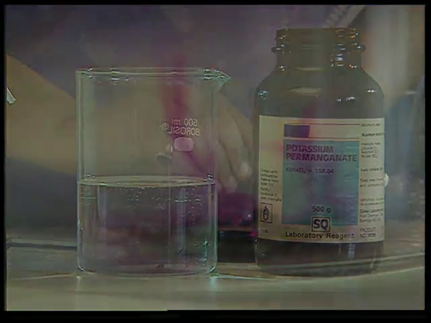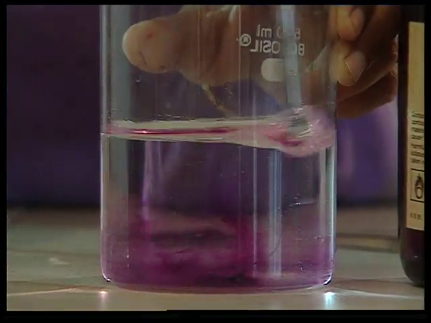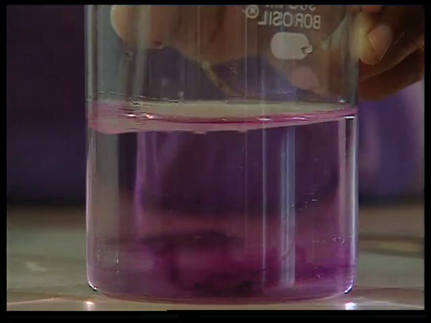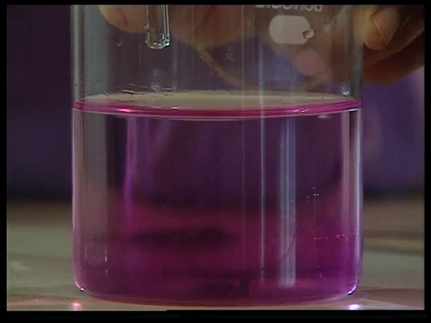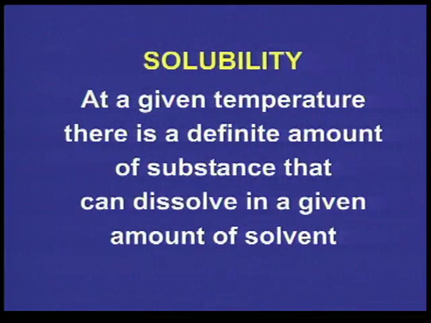Let us dissolve this colored substance in water. Notice that stirring helps in dissolving it faster. An increase in temperature also affects dissolution. This also means that at a given temperature, there is a definite amount of substance that can dissolve in a given amount of solvent.